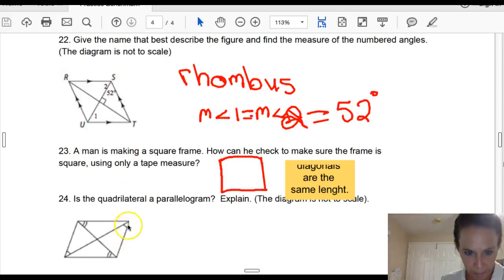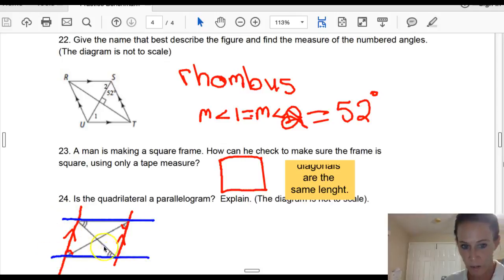Well, look what I have here. Let me get a freehand. I have this side and this side. Are these sides parallel? Well, here's a transversal, and these are marked as congruent. So alternate interior angles are congruent. This is parallel to this. Yes. Now let's do the other side. This side and this side has a transversal, and its alternate interiors are congruent. So yes, this is parallel to this.